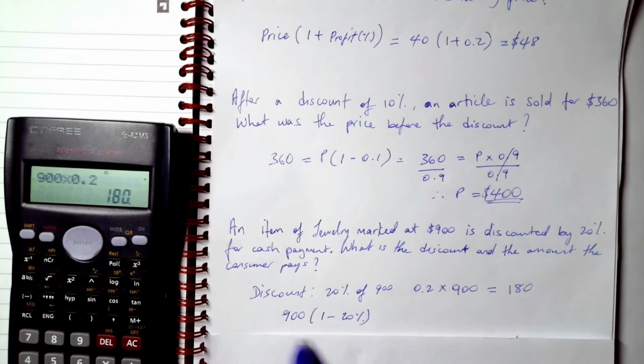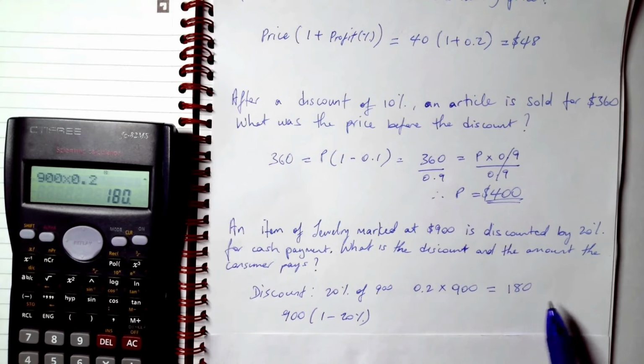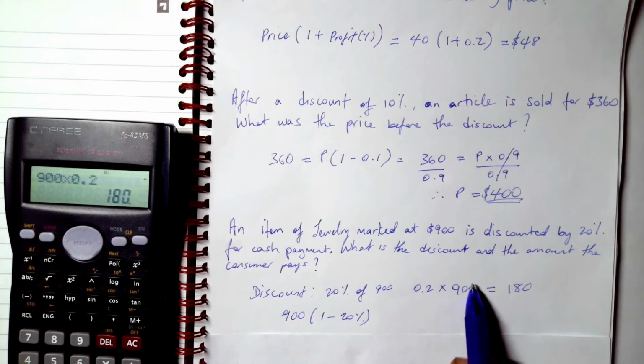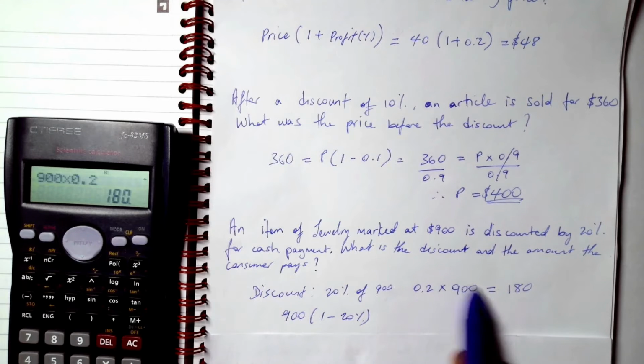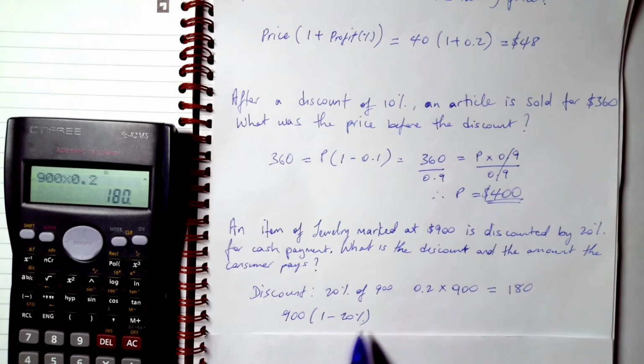So this is what the person will pay after the discount. Remember I said you can also find the discount payment by subtracting this 180 from 900. We can always subtract the discount from the initial price to get the discounted payment or discounted value. But in this case, we'll just use the formula, which is 900 multiplied by 1 minus the percentage, which is the discount in our case.